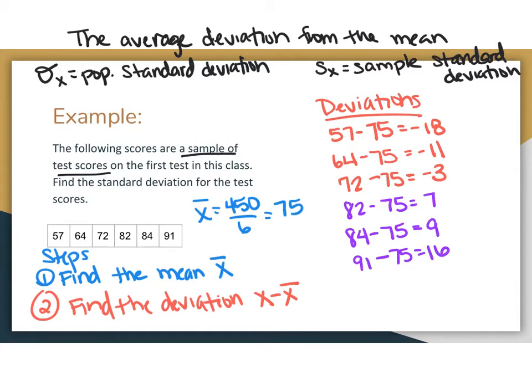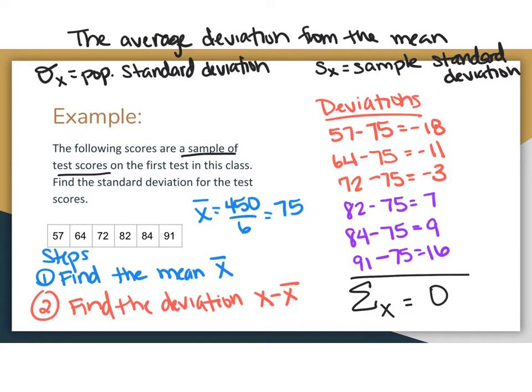And here's what happens. If we want to find the average deviation, remember, how do I find an average again? I'm going to take all these deviations, add them up, and then divide by their total, which is 6. The problem with this is that when I add up all these values, negative 18, negative 11, negative 3, 7, 9, and 16, the sum of these deviations is equal to 0. And if I try to take the average of a number like 0, I'm just going to get 0. So that doesn't tell me anything about the data.